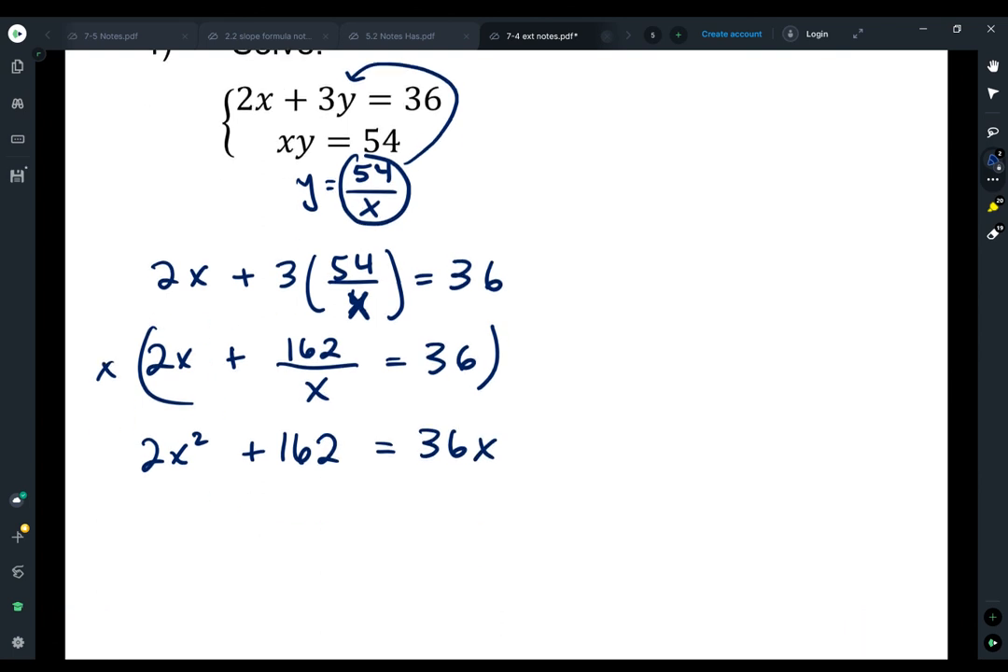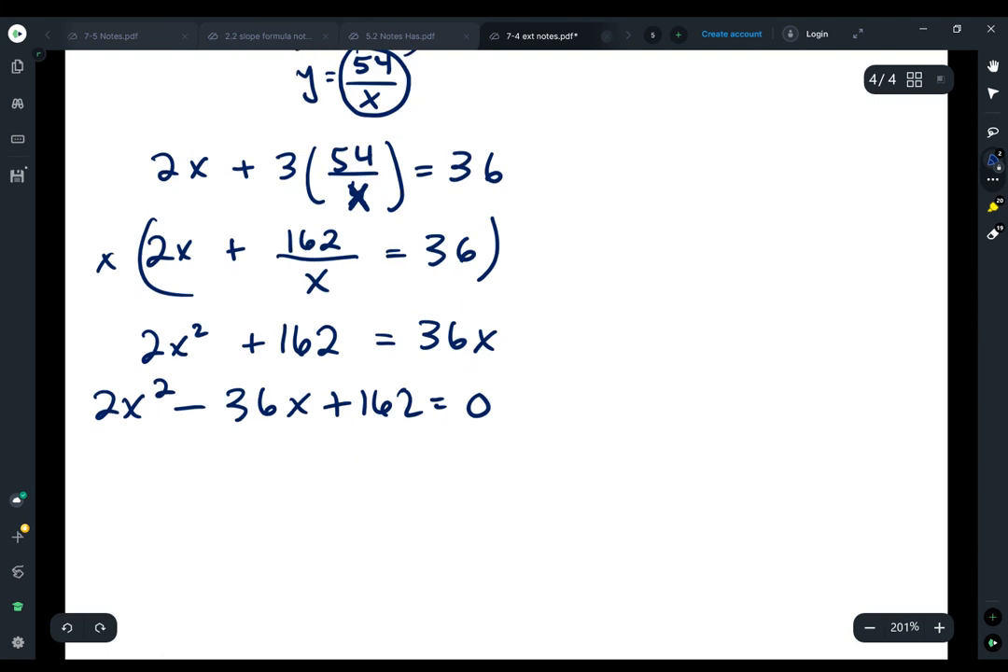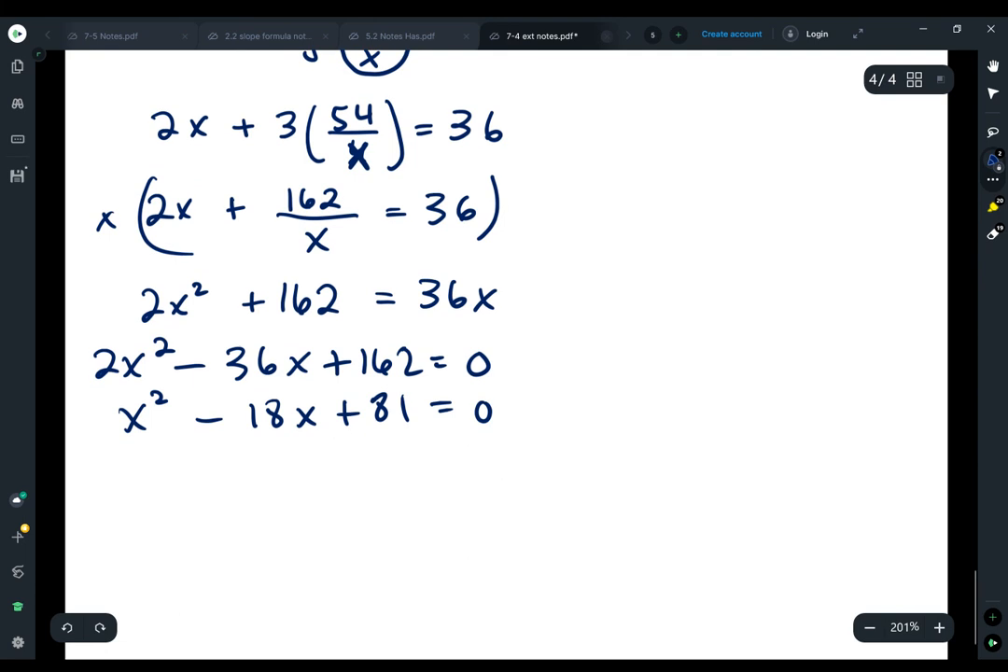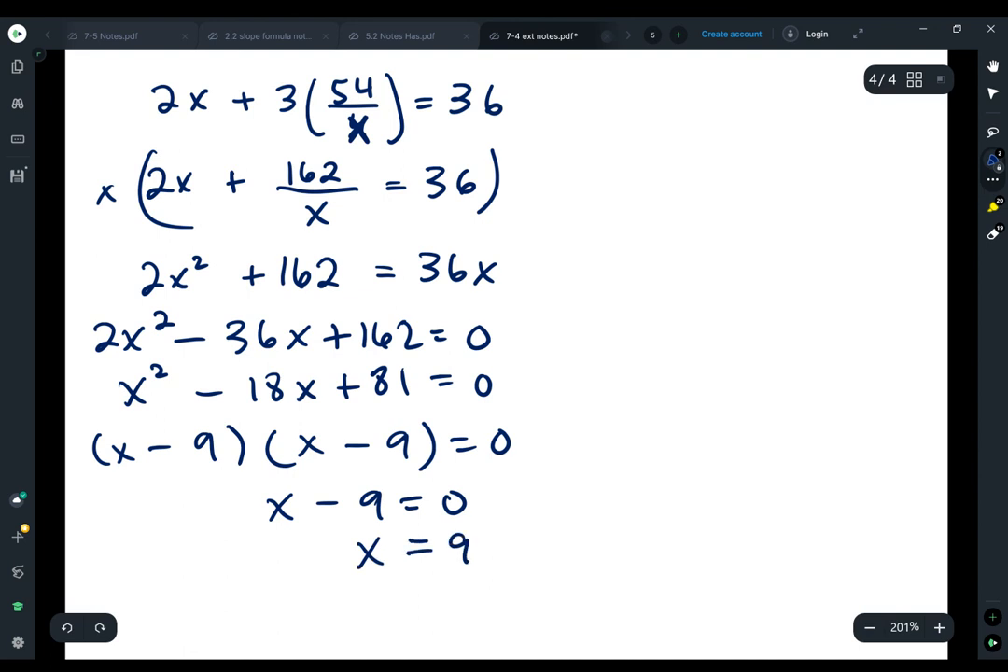So I want to rearrange this because I have a quadratic again. And then my next step is going to be to divide everything by 2 because I don't want to factor this without doing that. So then I have x squared minus 18x plus 81. All right, that looks familiar. That's a perfect square. So x minus 9 times x minus 9. So I'm really just solving x minus 9 equals 0. So I get x equal to 9.